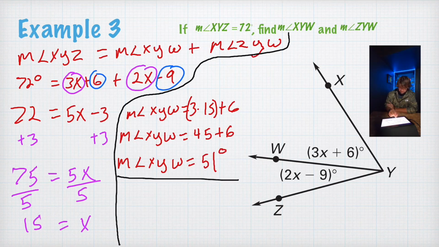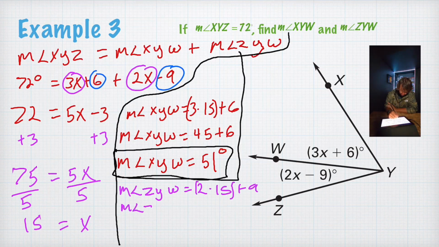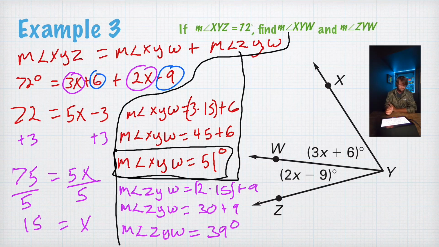We might be able to squeeze this next one in underneath this. Okay? Answer. So now we need ZYW. The measure of angle ZYW equals 2 times 15 plus 9. The measure of angle ZYW equals 30 plus 9. The measure of angle ZYW equals 39 degrees.